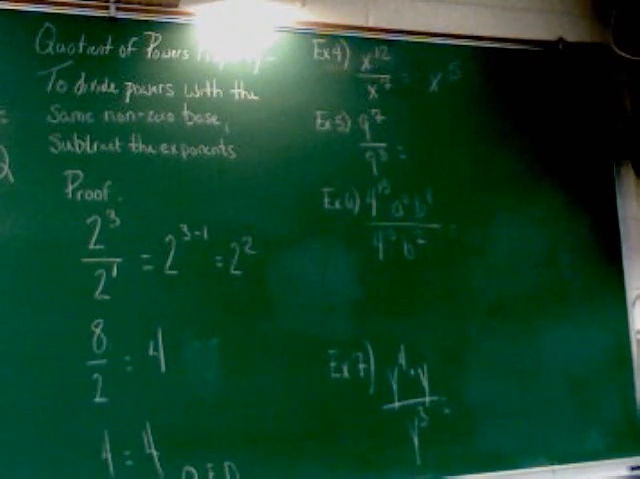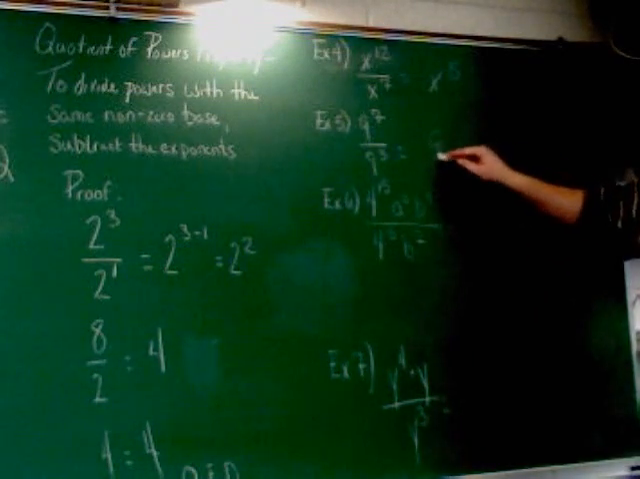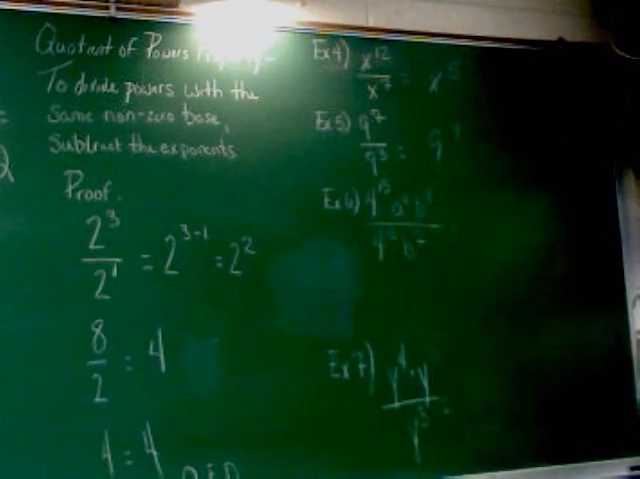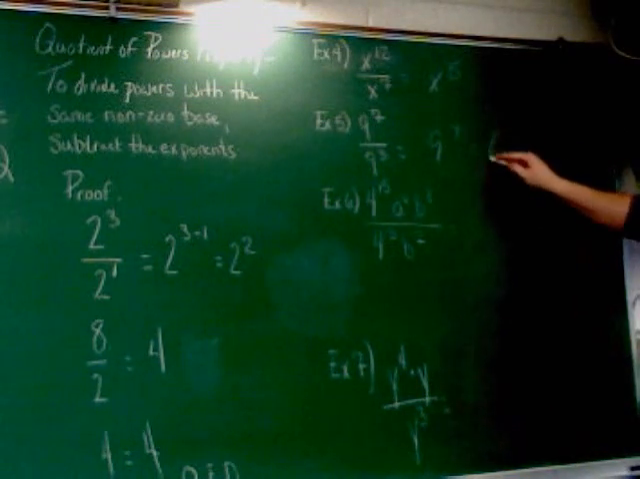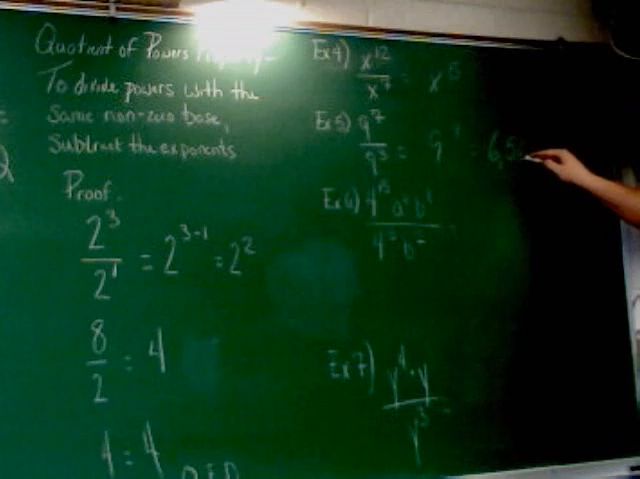9 to the 7th divided by 9 to the 3rd. So subtract the exponents. That's going to be 9 to the 4th. Now 9 to the 4th can be simplified. 9 times 9 is 81. Times 9 again is 729. Times 9 again is 6,561.